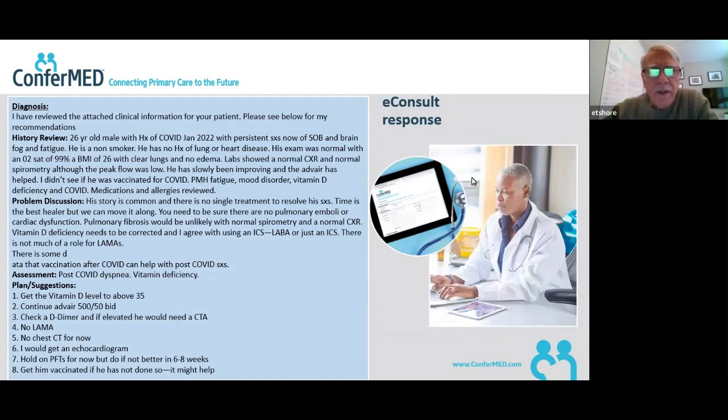And so once again, I attempted to answer those questions in order or not in order. I will address them in the problem discussion and sometimes in the plans and suggestions. For example, should we do PFTs now? I wrote, no, you can hold PFTs for 6 to 8 weeks. Do they need a CAT scan? No, I wrote, no, you don't need a CAT scan now. And should a LAMA agent be added? And I said, no. So again, the key to these consults is clear questions preceded preferably by some background.